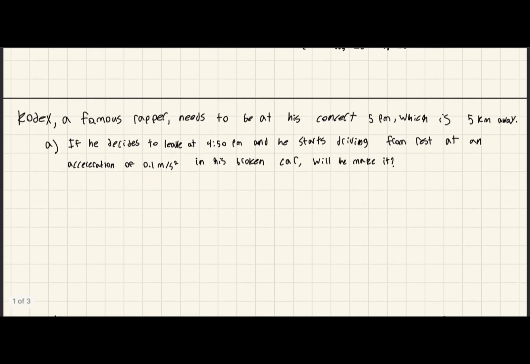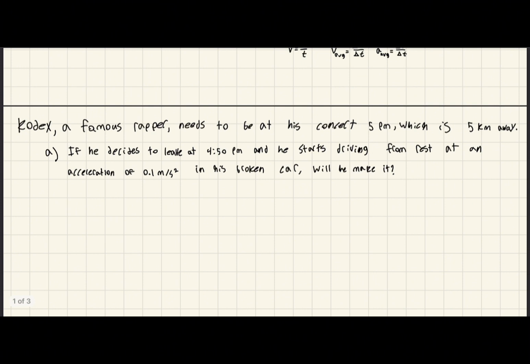So let's go ahead and solve a first practice problem. Codex, a famous rapper, needs to be at his concert at 5 p.m., which is 5 kilometers away. If he decides to leave at 4:50 p.m. and he starts driving from rest at an acceleration of 0.1 meters per second squared in his broken car, will he make it? So let's highlight some key information we have.